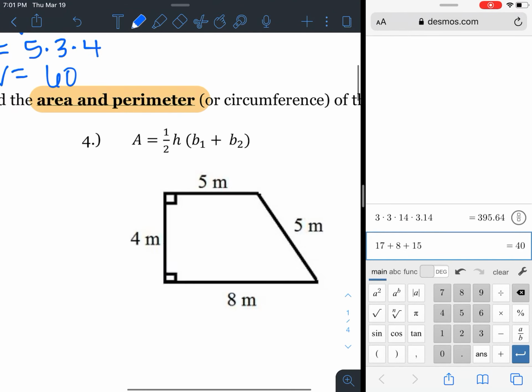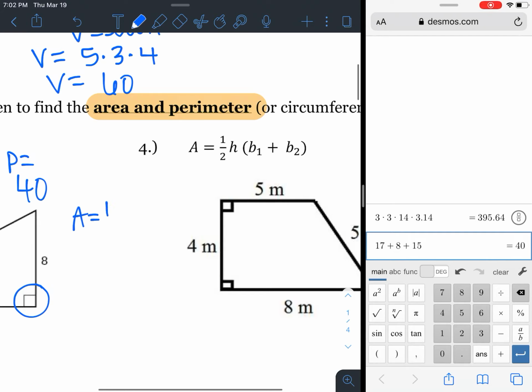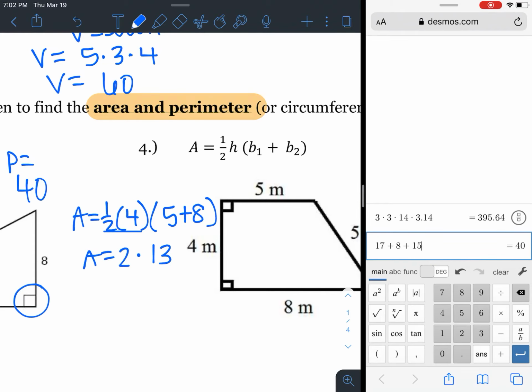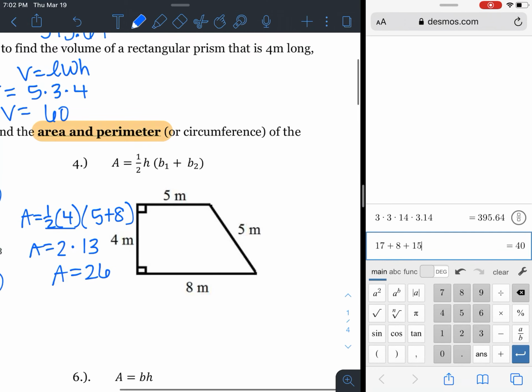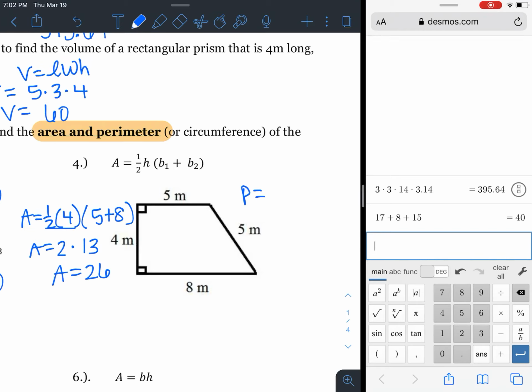Number 4, area equals 1/2. The height is 4, and the two bases are 5 and 8. Half of 4 gives us 2. 5 plus 8 gives us 13. So the area is 26. Perimeter means you add up all 4 sides here. So 5 plus 5 plus 4 plus 8. 22.